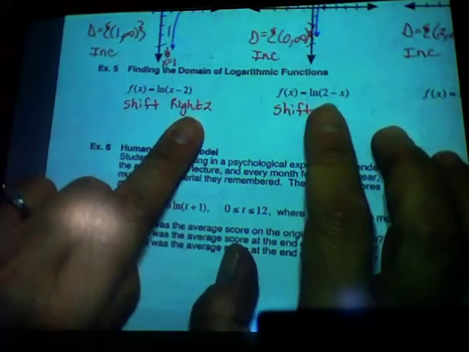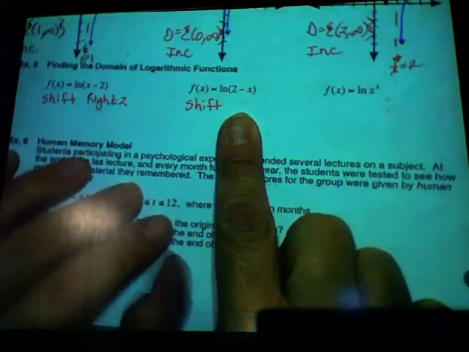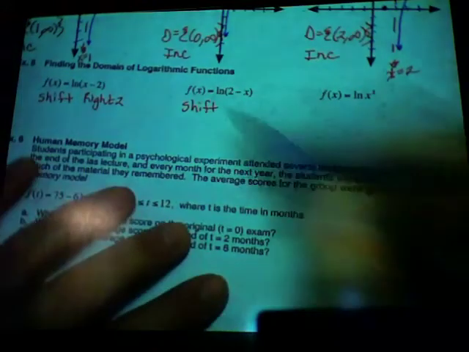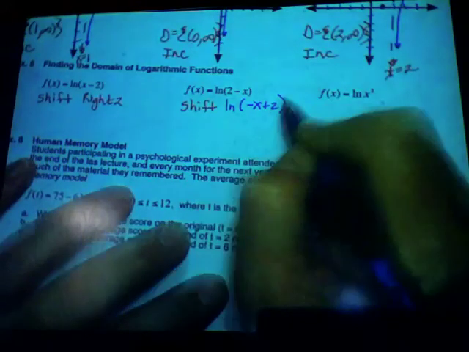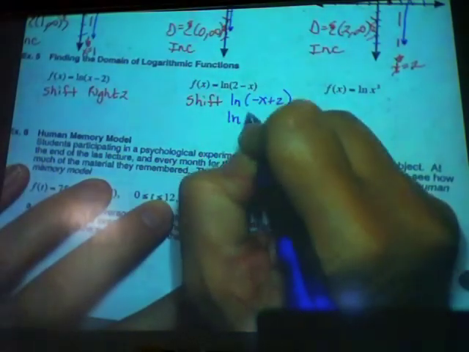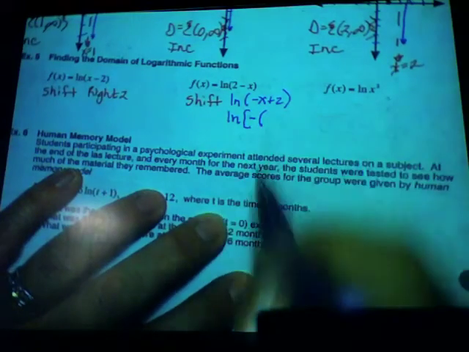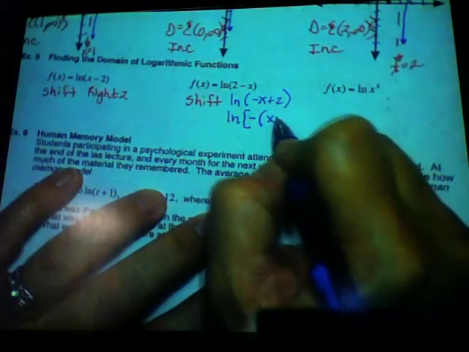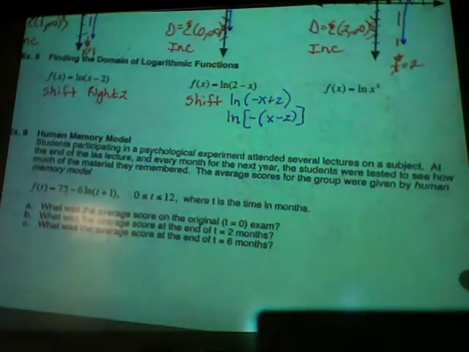You all agree that this is a shift of right 2? What's wrong with this one? Why did I stop you and say we better talk about it? Okay, so if I were to switch it, I'd have negative x plus 2, right? That's still not quite right because that should be positive. So then we have the natural log of, I need to factor out a negative from here. And what does that do to what's in the parentheses? X minus 2. So it's still a shift of what? It's still a shift of 2 to the right.